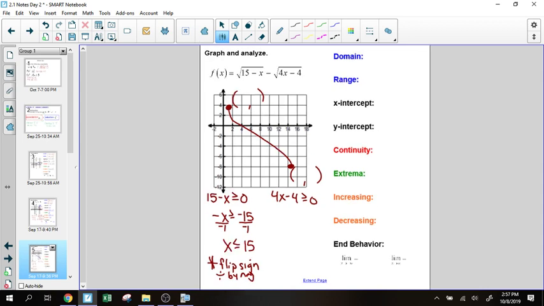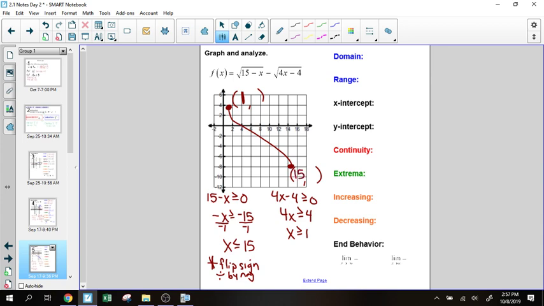Okay. On the other side, again, just solve for x. And we get x is greater than or equal to 1. Okay, so those match my picture. This would be an x value of 1. This would be an x value of 15, and that's your domain.